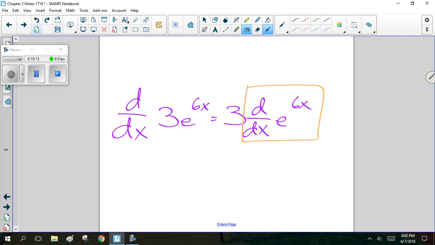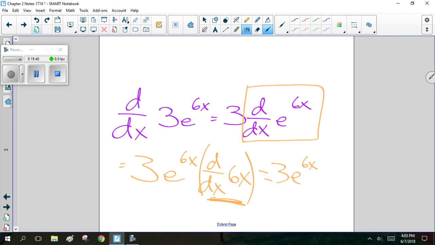So I get 3 times e, the derivative of e to the x is e to the x, so the derivative of e to the 6x is e to the 6x times the derivative with respect to x of 6x, right? So this is my chain rule part. I'm taking the derivative of the inside function, right? And the derivative of 6x is 6. So this is 3 times e to the 6x times 6. 3 times 6 is 18, e to the 6x. All right? So there you go.